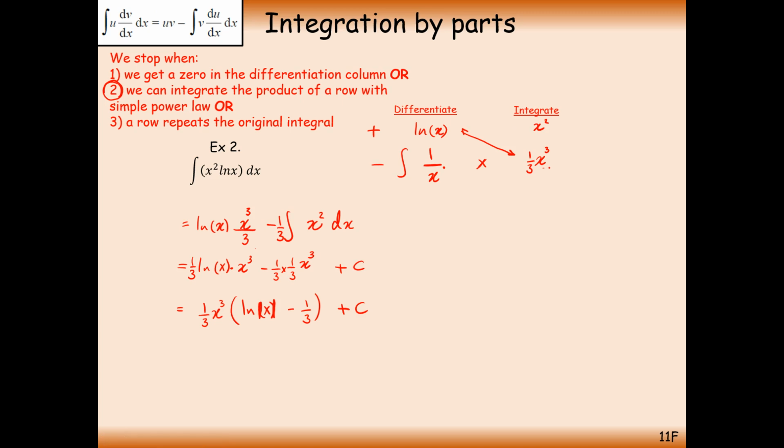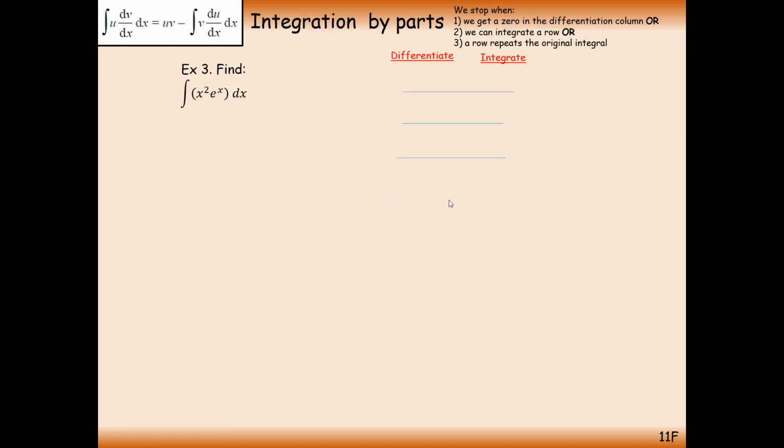Alright, so let's look at the next example. In this example, we are integrating x squared multiplied by e to the power of x. We have options here. We can differentiate x squared and integrate e to the power of x. Well, why do we not do it the other way around? Why not have e to the power of x differentiated? Because that would simply give us another e to the power of x, another e to the power of x.